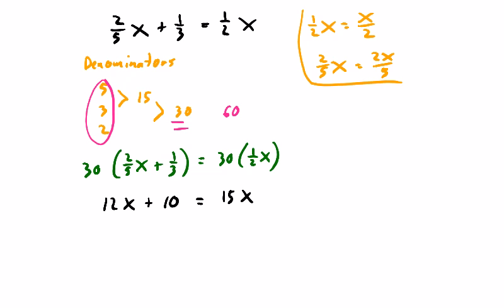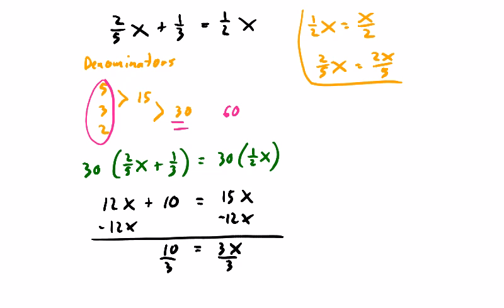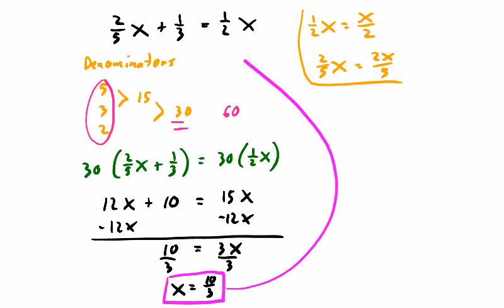The simplest thing to do at this point would be to subtract 12x from both sides. The left side is left with a 10, and 15 minus 12 would end up giving me 3x. To finish this, we'll divide both sides by 3 and get a solution that x is 10/3, or 3 1/3 if you prefer. Once again, if you want to make sure this is right, substitute it into the original expression up here and make sure that it actually works.